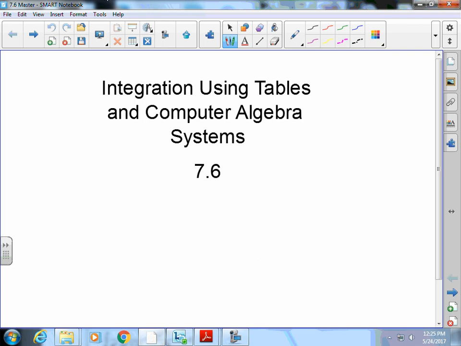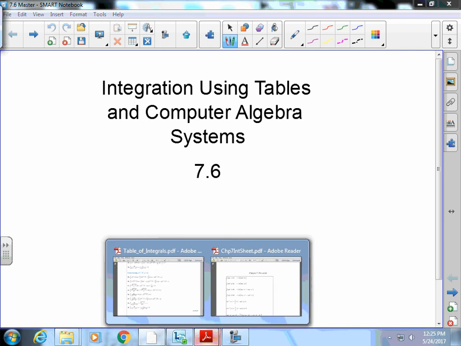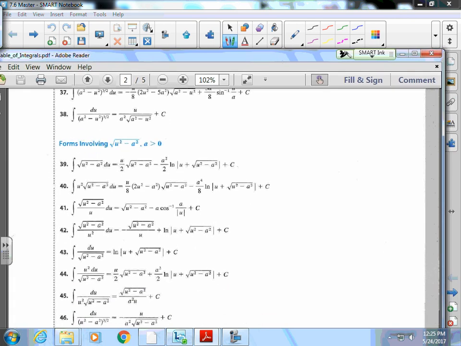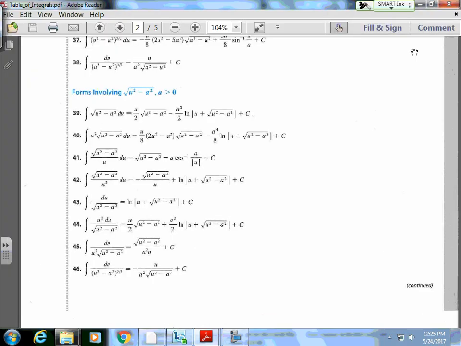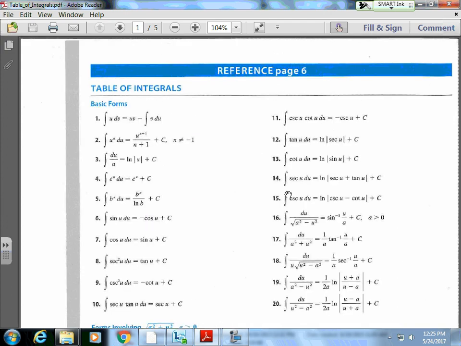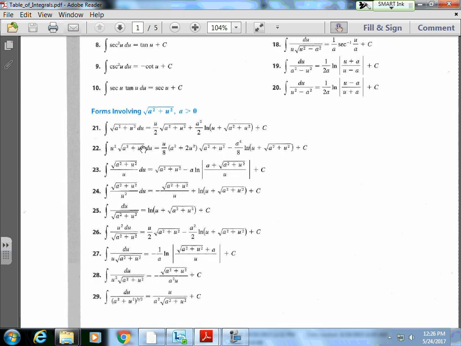So on Blackboard, you'll see a form, and this one's only 5 pages long, and it's a list of all the possible integrations that we're going to need for the book. Some of these you already know, like e to the u du is always e to the u plus a constant. The sine of u du is equal to minus cosine u plus a constant. Then there are other things I don't necessarily know, and I'm saying, all right, I'm in this form, so this is how I would get the answer.